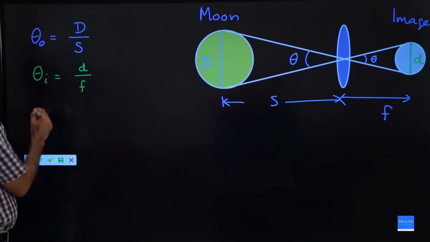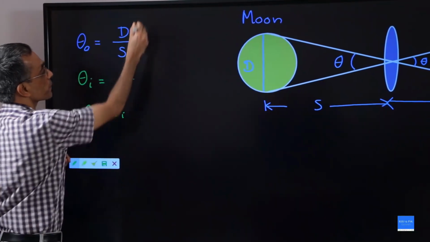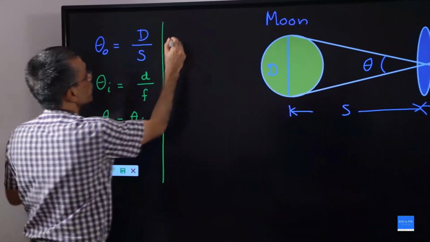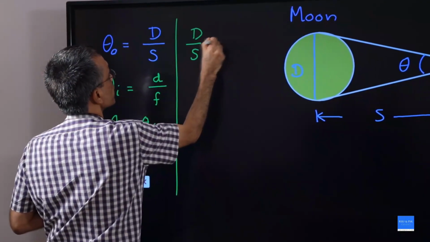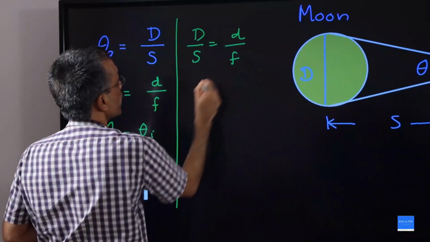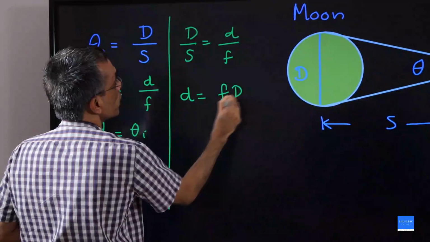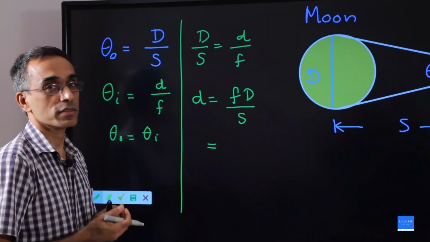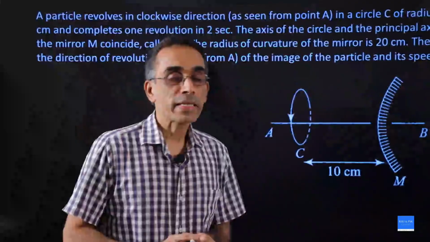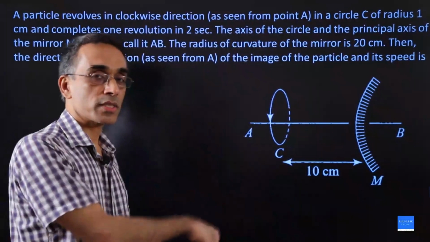What is asked? From the diagram we understand that theta_O is equal to theta_I. Fine. So substituting, D divided by S is equal to small d divided by f. It's asked what is the diameter of the image, and that's nothing but f times D divided by S. Substitute the values and calculate. This is an application type question where you have to bring in other concepts too.